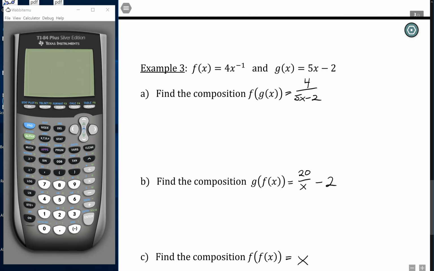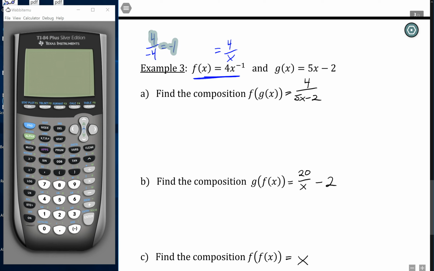First of all, let's define the domains separately. F of x, okay. This 4x to the negative 1, remember, really what that is 4 over x. What's going to be the issue here in my domain? Am I allowed to plug in negative numbers? Yeah, I could have something like 4 over negative 4. Like if I plugged negative 4 in for x, this is negative 1.